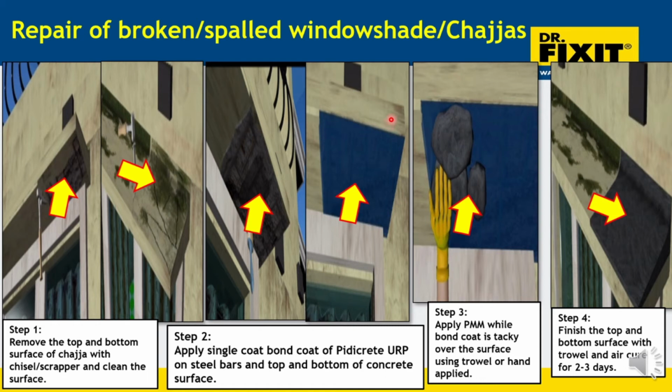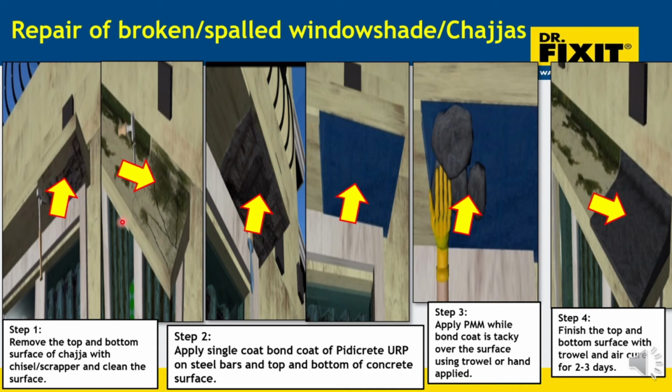With the help of images, I would like to explain the repair process. First step: remove the top and bottom surface of the chhajja with a chisel scraper and clean the surface. If you see such a surface, first of all clean it. Remove every loose particle and make a proper surface. Then after cleaning, apply one single coat of bond coat with URP and cement, and apply on steel bars and on the top and bottom of the concrete surface.